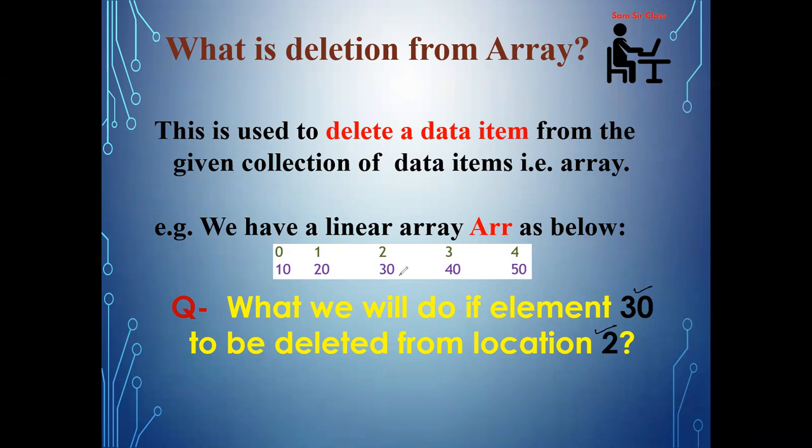If both are given, then it's well and good: you have to delete 30 from location number 2. You have to shift all the elements to its right by 1 to the left side, and then remove the last element from the array. So 40 will come to the place of 30, and 50 will come to the place of 40. Now this is my final array. Let us implement this concept through programming so that we can have a better idea.